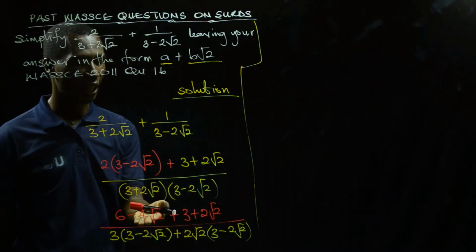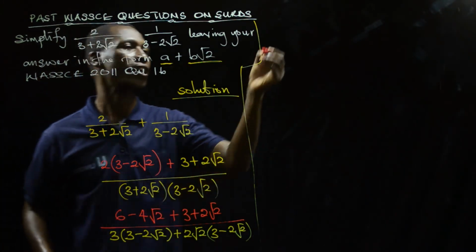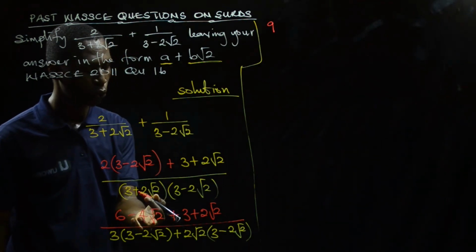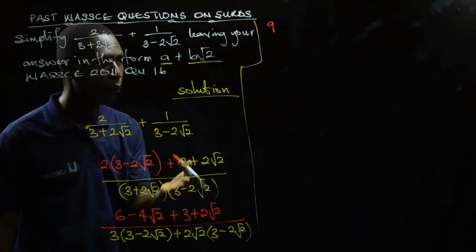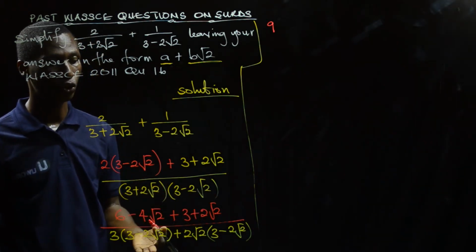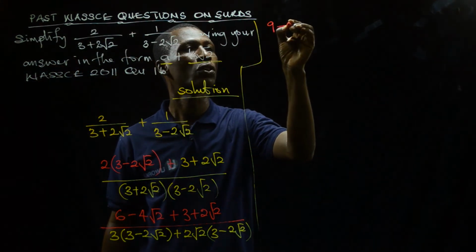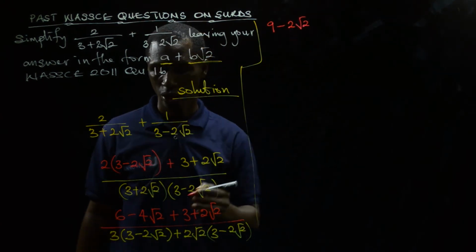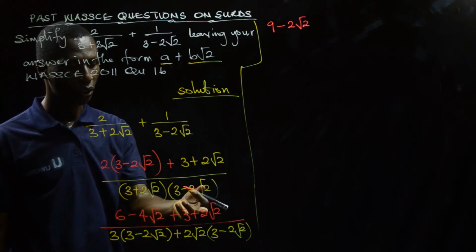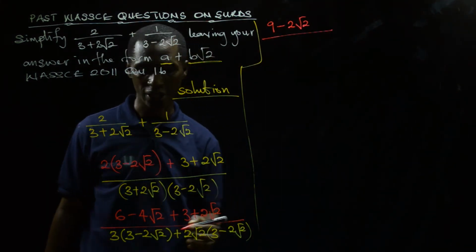So what I have now is that I just have to work out. Now I've got 6 and 3, so 6 plus 3 will give me 9. Then I've gotten negative 4 root 2 plus 2 root 2. According to addition and subtraction of surds, if the figures under the roots are the same, you can add or subtract. So 2 root 2 will reduce this, giving me negative 2 root 2. Yes, negative, because we got negative 4 root 2, so the negative 4 will be reduced to 2.